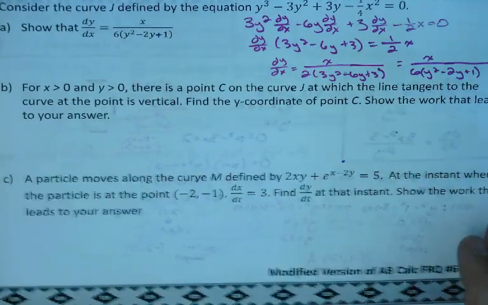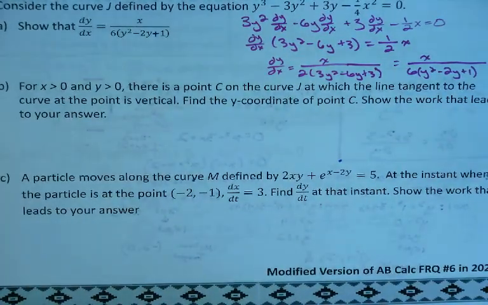Part B. For x greater than 0, y greater than 0, there's a point C on the curve J in which the line tangent to the curve at the point is vertical. Find the y-coordinate of the point C. Show the work that leads to your answer.